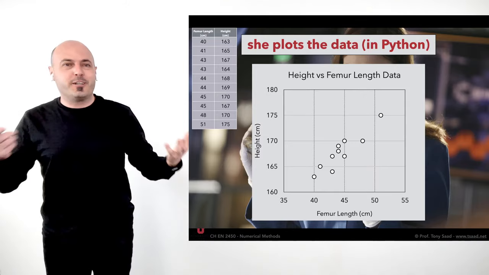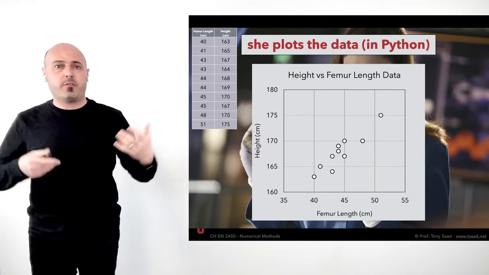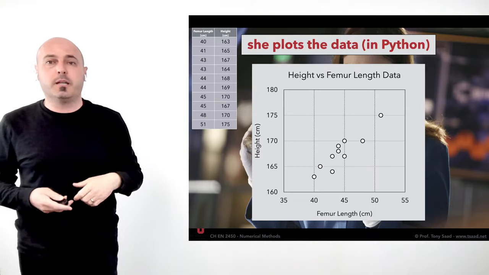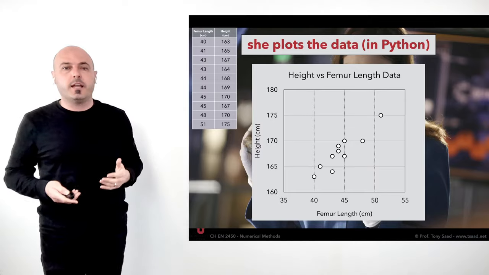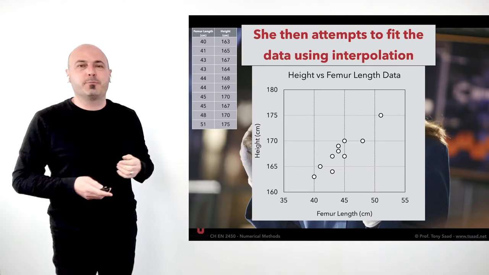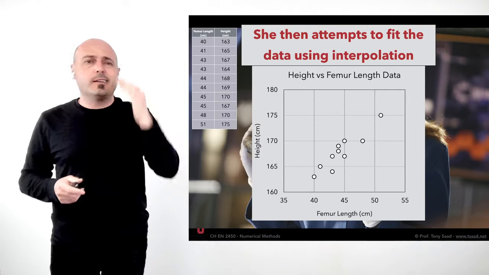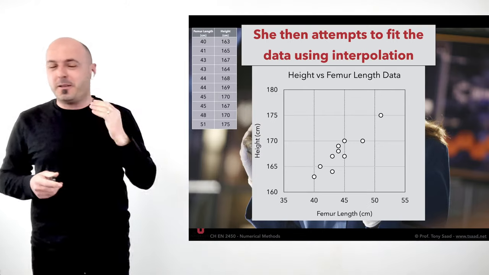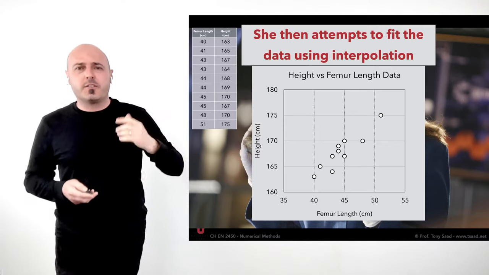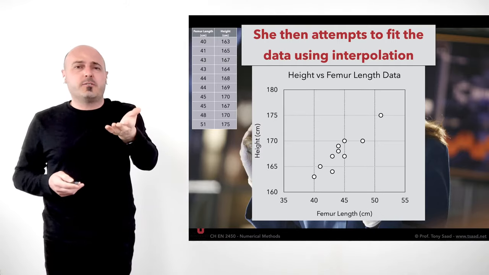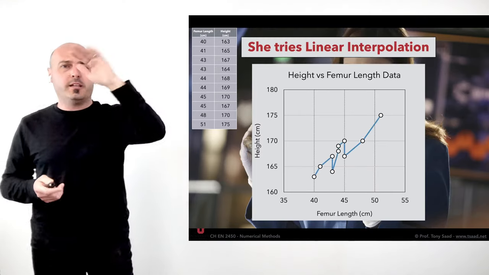We all have different variations in our genetics and the environments we grow up in. So for the same femur length, one person might be taller, one person might be a little bit shorter. So anyway, she gets that collective data, and she plots it in Python, and she sees these dots that I'm showing here. She then thinks, okay, let me do a straight line interpolation on this data so that I'm able to get the height of the individual at 43. So clearly there's 167 and 164. She could have taken the average, but is this a good prediction? So then she attempts to do a linear fit.